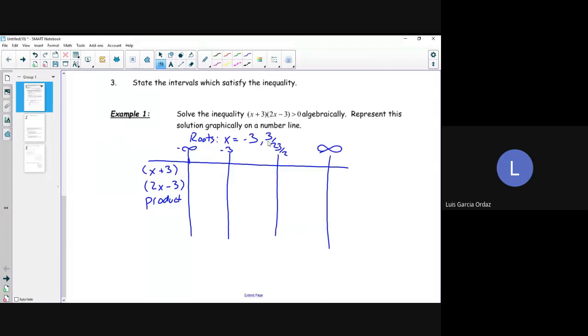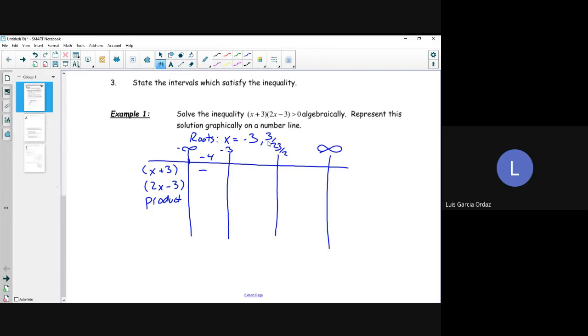So now with the sign chart, what you're going to do is take a value between negative infinity and negative 3 and sub it in for each of the factors and see what sign it gives you. So someone give me a number between negative infinity and negative 3. 4? Okay. So we're going to plug in negative 4. So negative 4 plus 3, does that give us positive or negative? Negative 4 plus 3 is negative.